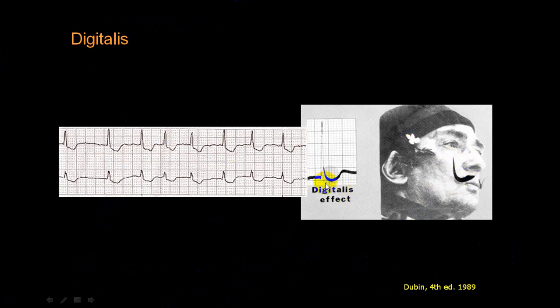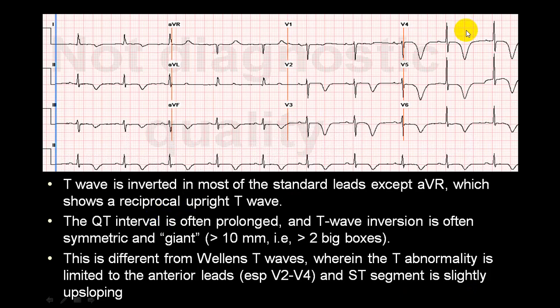So this is typically described as a digitalis effect. And whenever you see this with other cardiac arrhythmias, do suspect, and if the person is on digitalis, do try to do a digitalis level and look for potassium level. Again, you can see here, this is an inverted T wave.